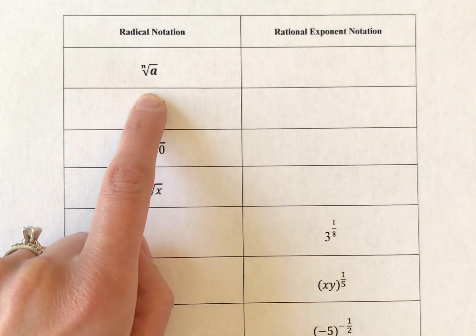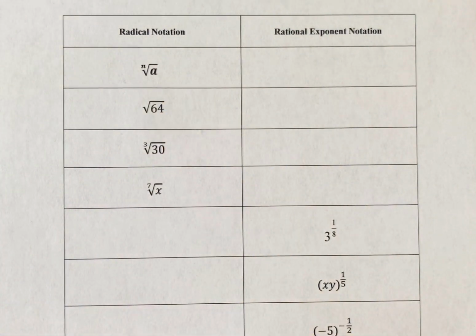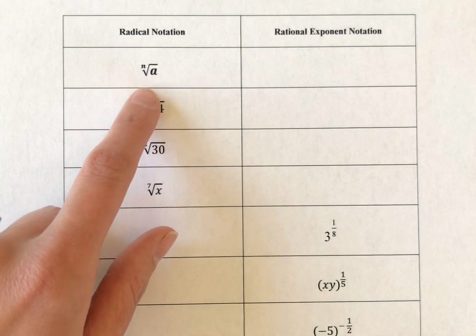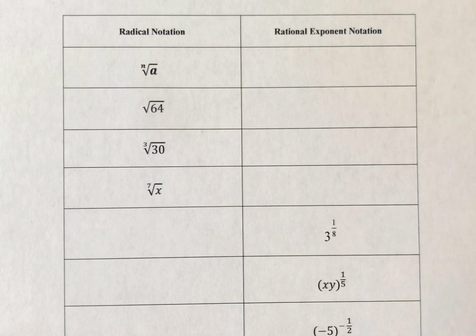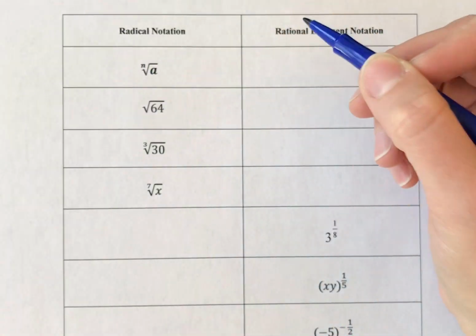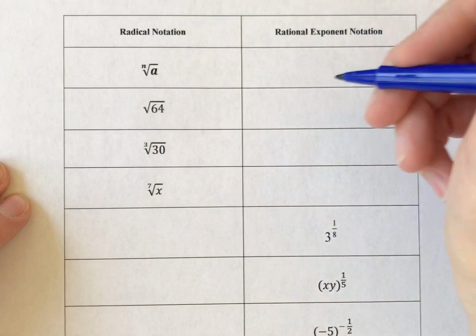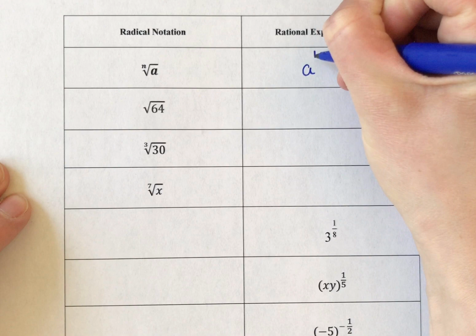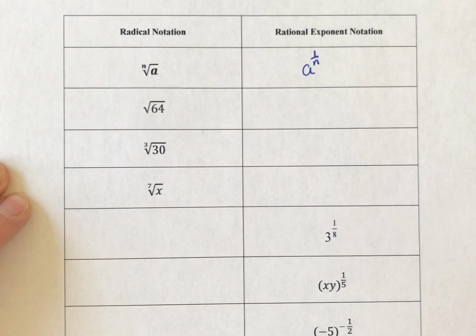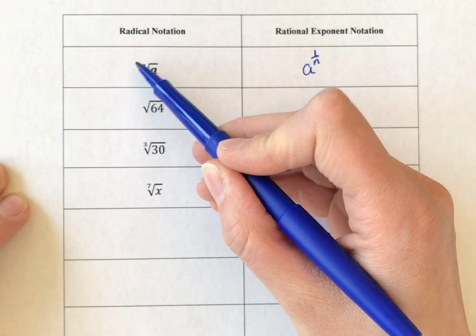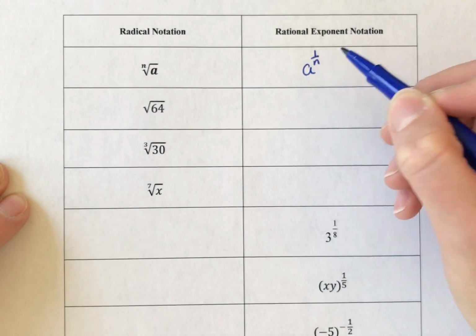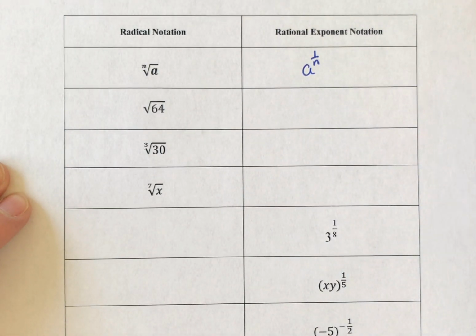So on my left column, I have what's called radical notation, so the nth root of some term a, and on my right column, I have what's called rational exponent notation. Well, rational exponent means a fractional exponent. So when I'm taking the nth root of some term a, I can rewrite that as a to the 1 over n. So the root that we're taking, or the index, becomes the denominator of the fraction.